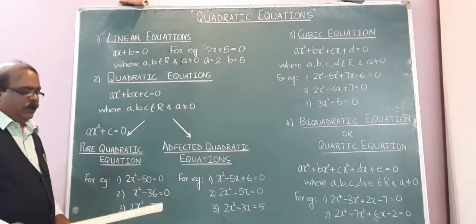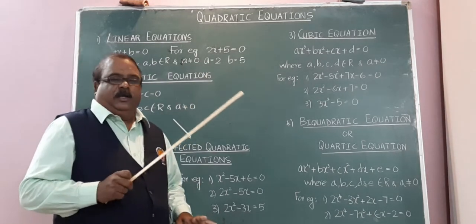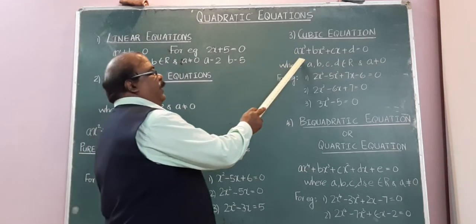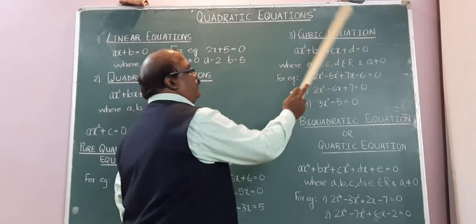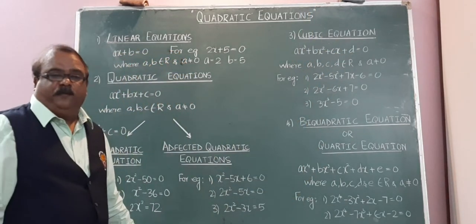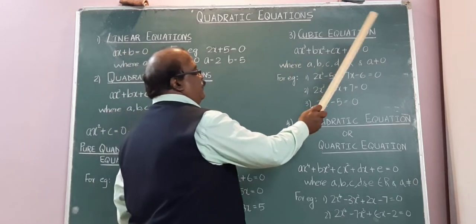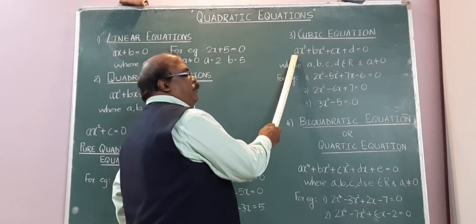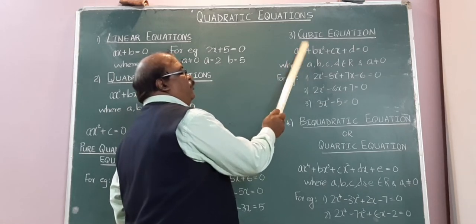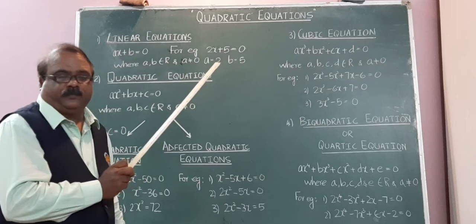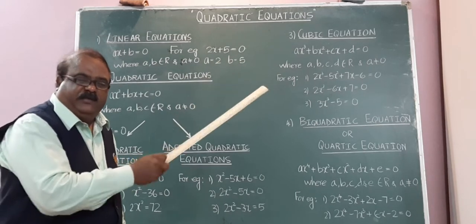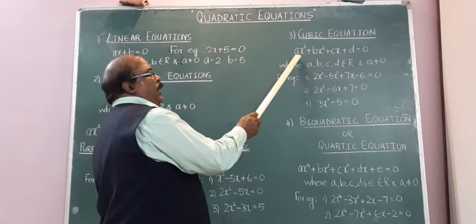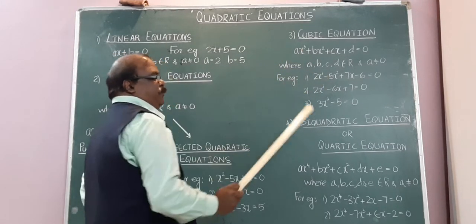I come to the third type of equation. Now what is the third type of equation? Cubic equation. It is an equation of the form ax cube plus bx square plus cx plus d is equal to 0, where a, b, c, d are all real numbers. Once again, a should not be equal to 0. Why am I saying a should not be equal to 0? Because I want the highest power of the variable to be 3. b can be 0, c can be 0, d can be 0, but what should not be 0? a, because there should be an x cube term.